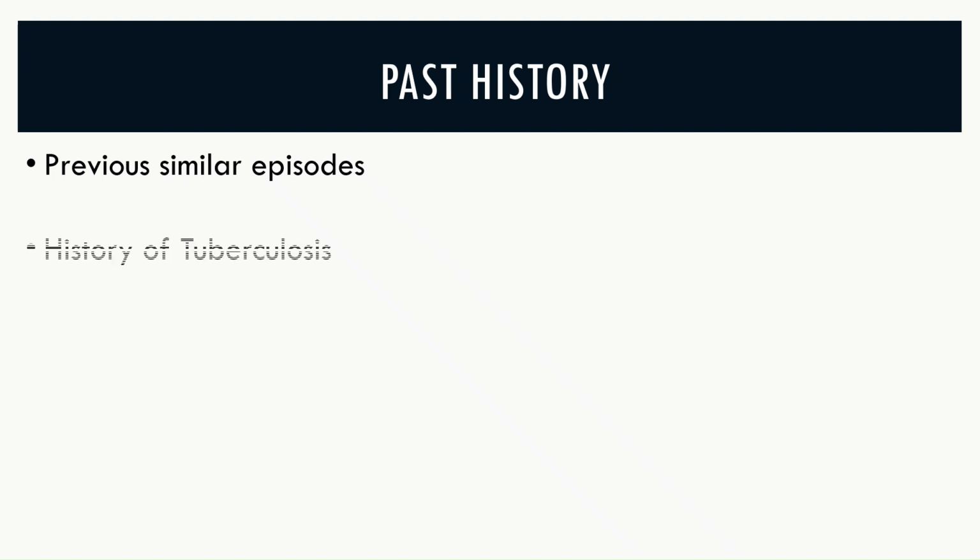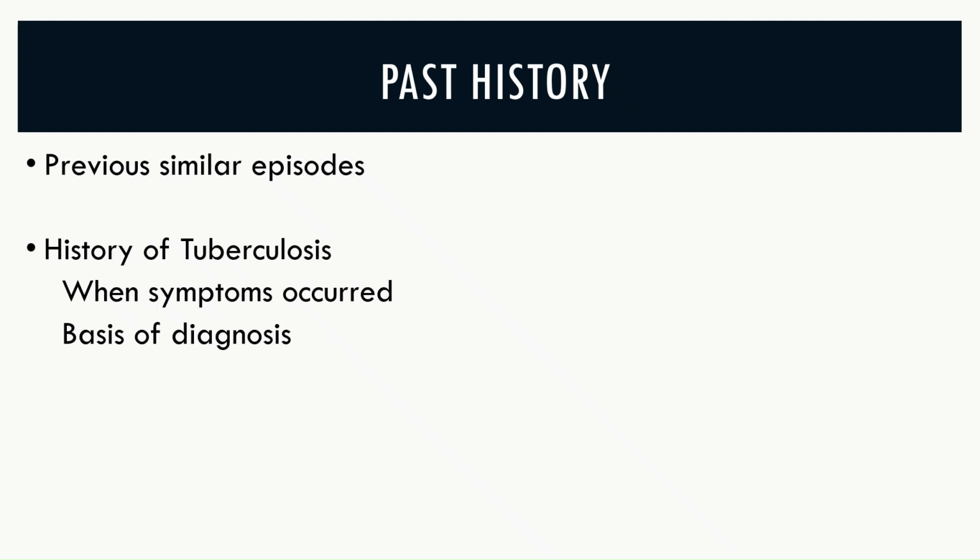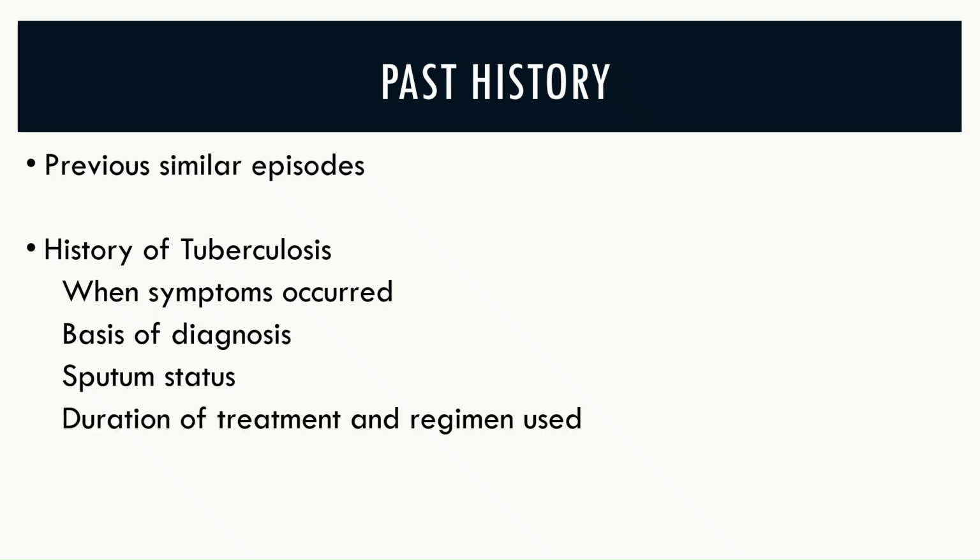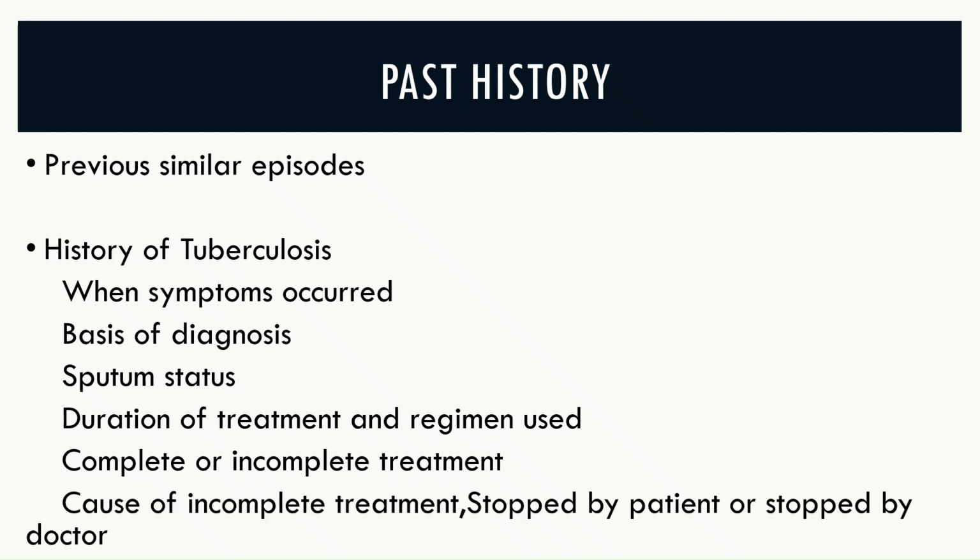A detailed history of tuberculosis is essential. We should ask when the symptoms occurred, what was the basis of diagnosis, whether sputum examination was done and sputum status. We should also ask the duration of treatment and the regimen used. It is important to determine whether treatment was complete or incomplete, and if incomplete, the reason, whether the patient stopped the treatment, or the doctor discontinued it.